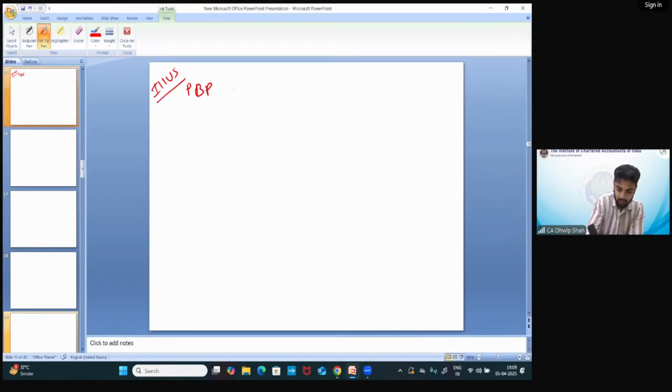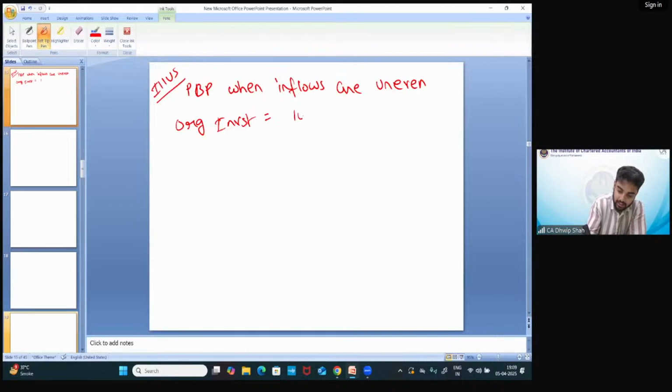Payback period when inflows are not constant every year. That is when inflows are uneven every year. So my original investment, let's say it is 10 lakhs. Now my pattern of inflows is as follows. Year 1, 2 lakh 50.